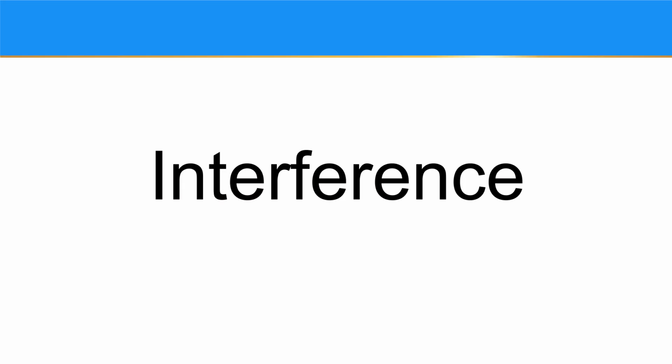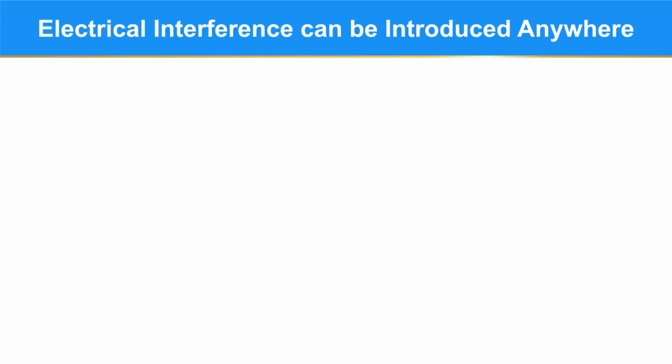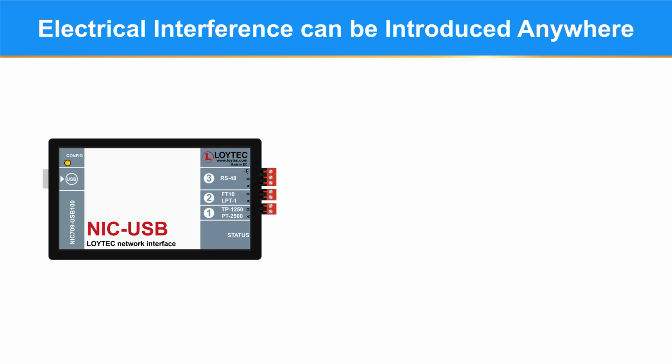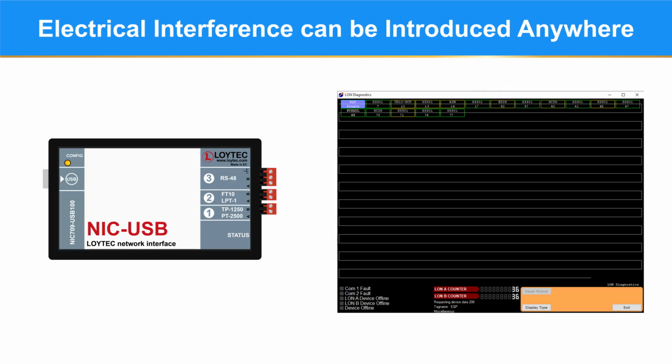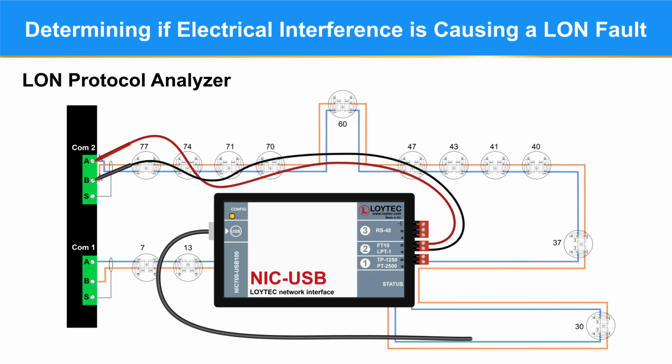It is almost impossible to tell if interference is causing your LAN fault without a minimum of having a LAN protocol analyzer to look for corrupted data packets, or the EQP S3 software, as interference typically causes many other problems such as devices intermittently dropping offline. At Det-Tronics, we use the Loitec LAN protocol analyzer to look for interference.